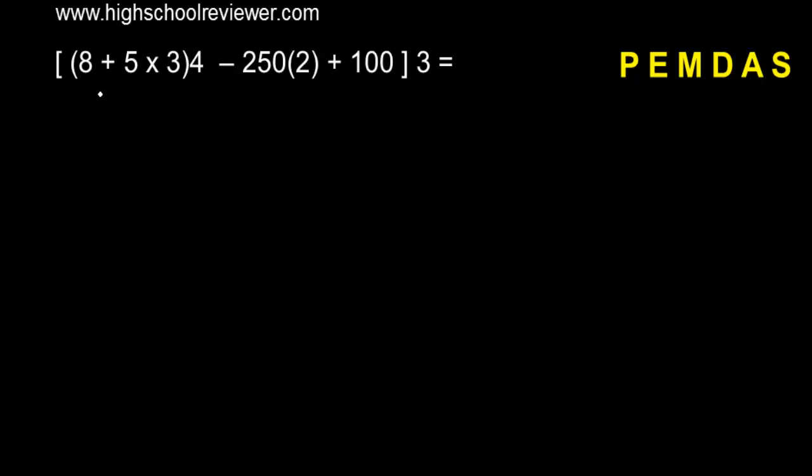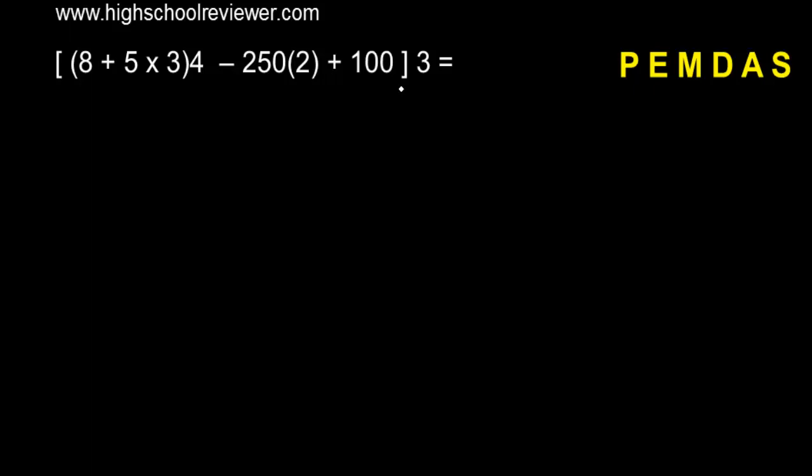Our given, we have the quantity of another quantity, 8 plus 5 multiplied by 3, multiplied by 4, minus 250 multiplied by 2, plus 100, and this whole is multiplied by 3. Looking at our given problem, we can see that we have here an inner parenthesis, and this one here is the outer parenthesis.